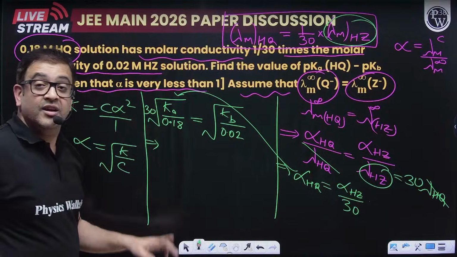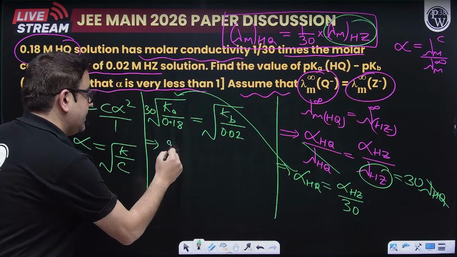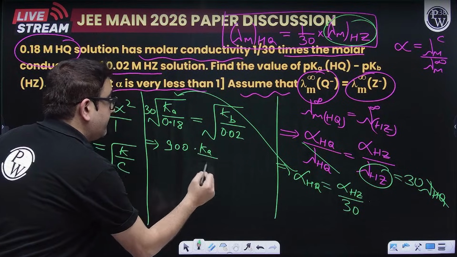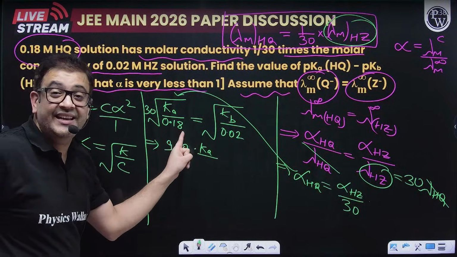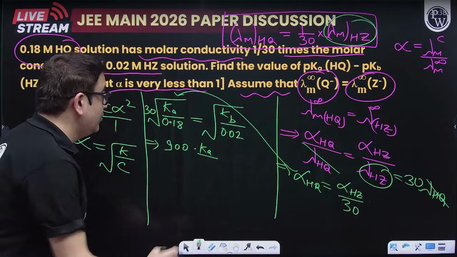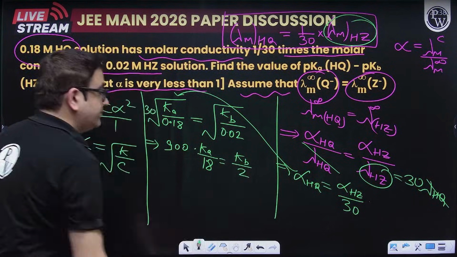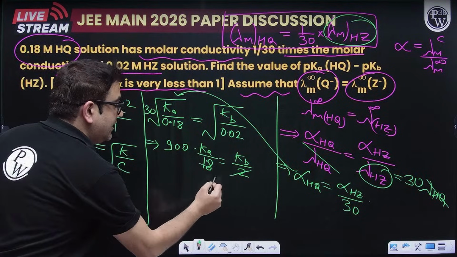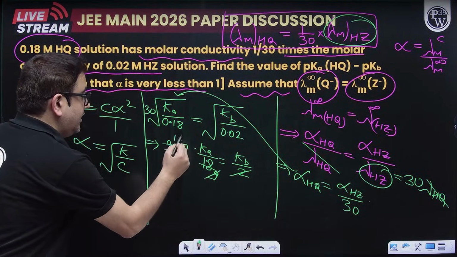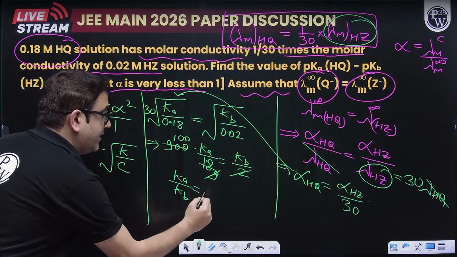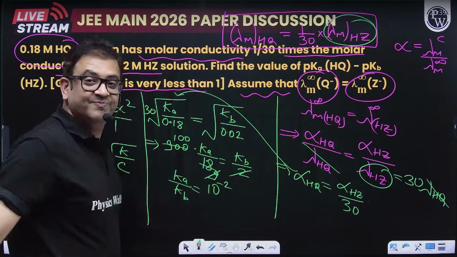So square it. 30 square is 900, into Ka upon, let us take this as 18. Why? Because then I'll write this as 2. So upon 18 is equal to Kb upon 2. I hope it is clear because this is clearly 9, so this is clearly 100. That means Ka upon Kb is equal to 1 by 100, as in 10 raised to power minus 2.